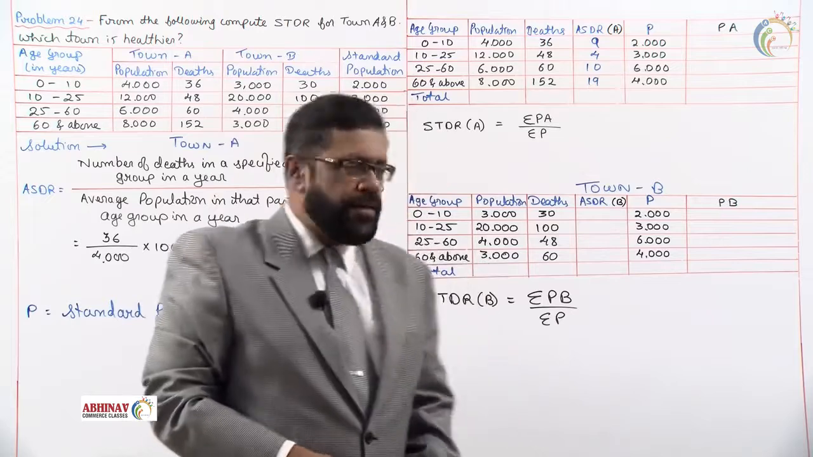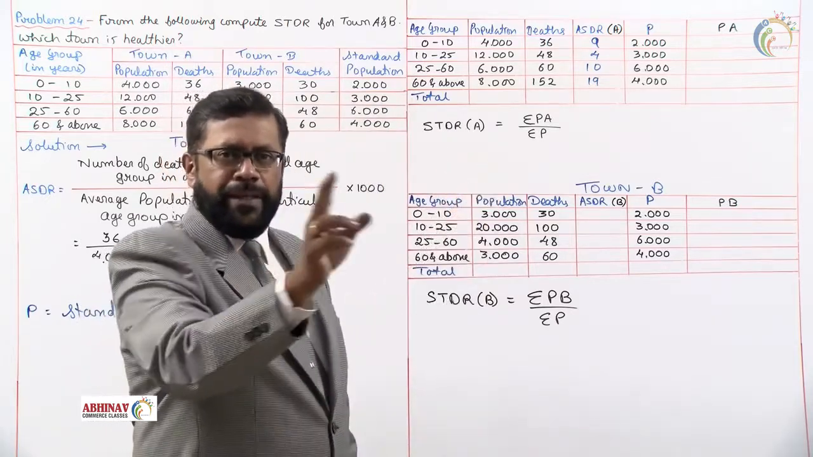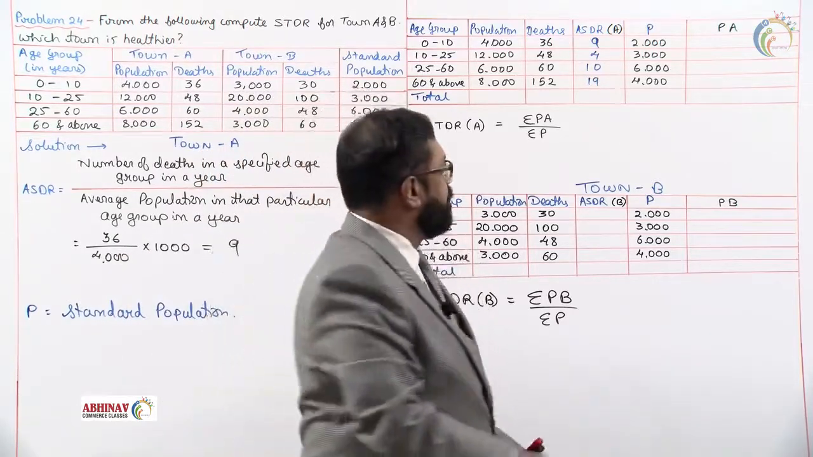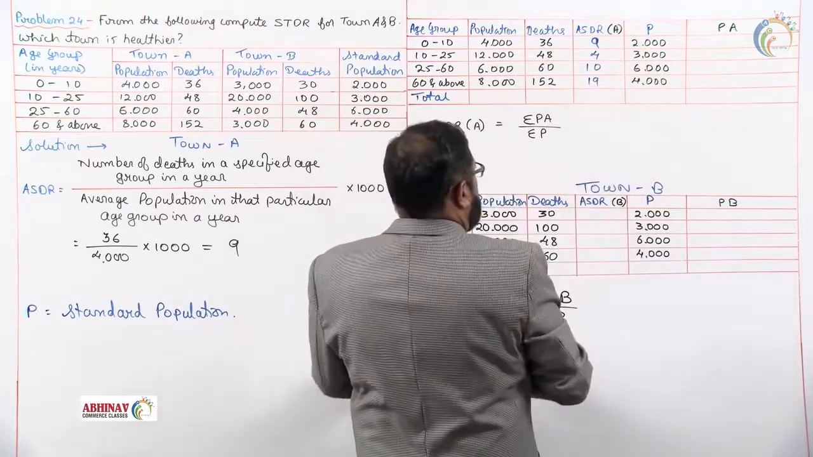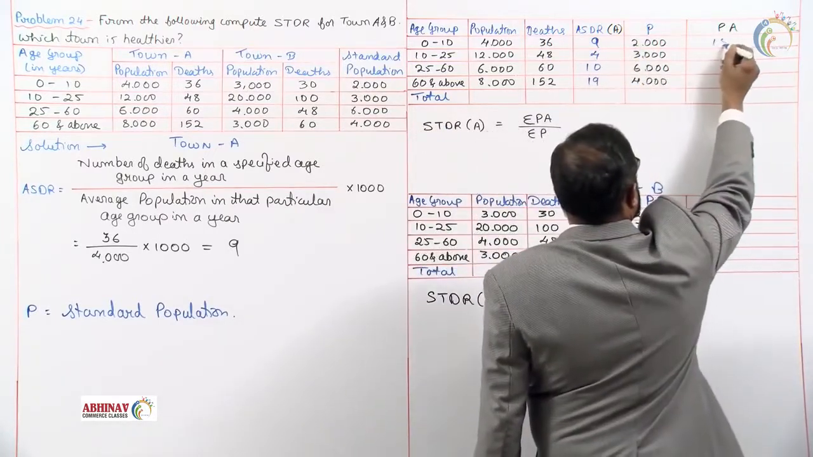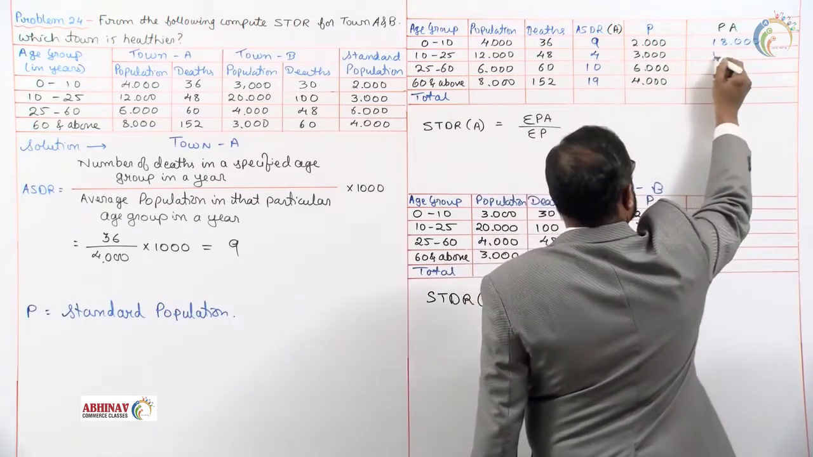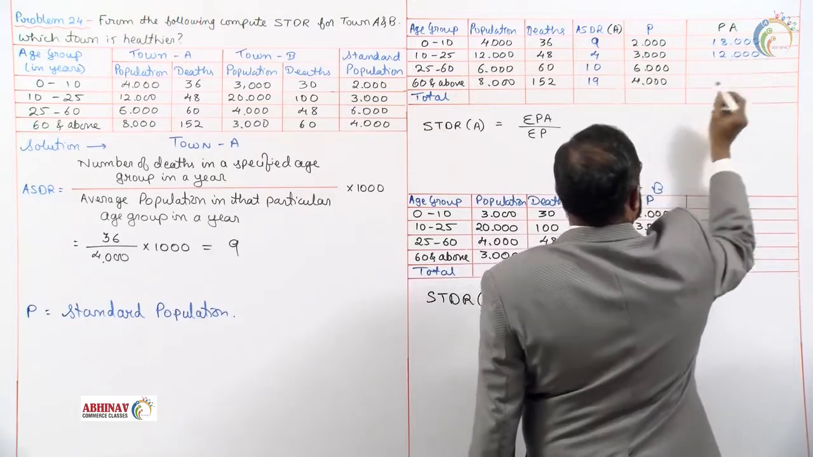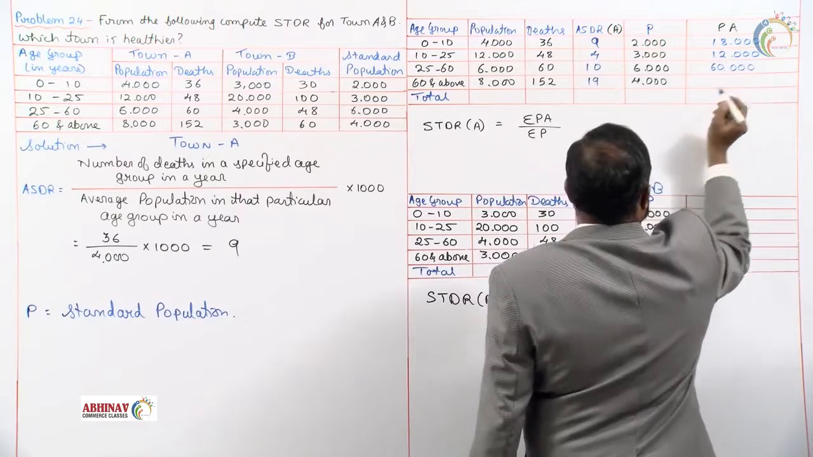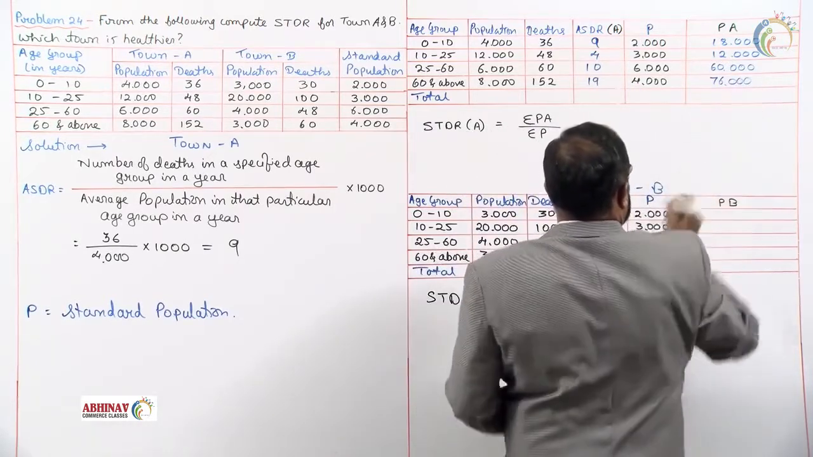Once we get the ASDR, what is PA? Standard population multiplied by the ASDR. I repeat, what is PA? Standard population, this column, multiplied by ASDR. Let's say 2,000 into 9. What we get is 18,000. 3,000 into 4 is 12,000. 6,000 into 10 is 60,000. 4,000 into 19 is 76,000.